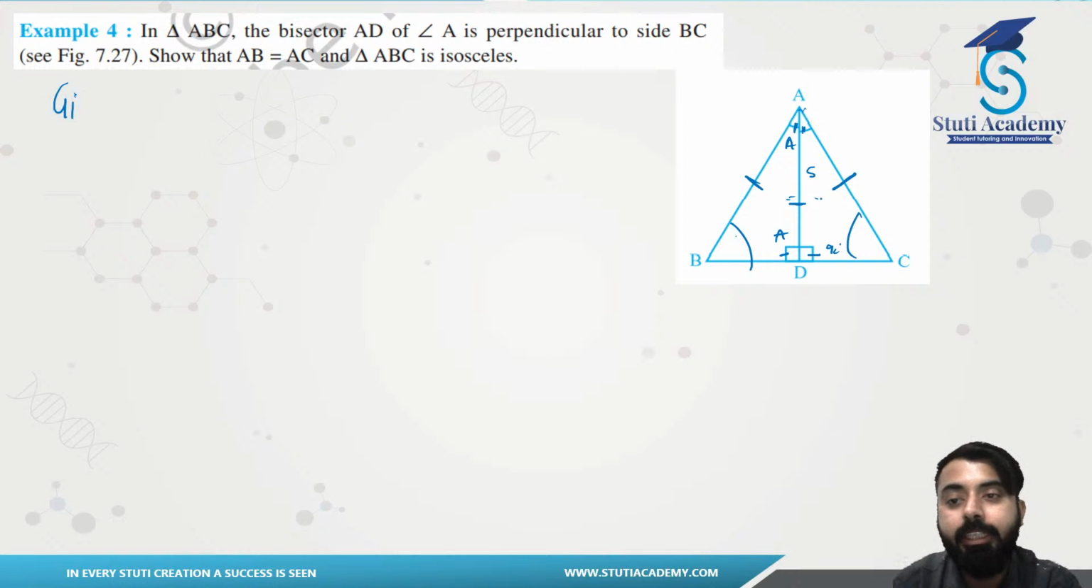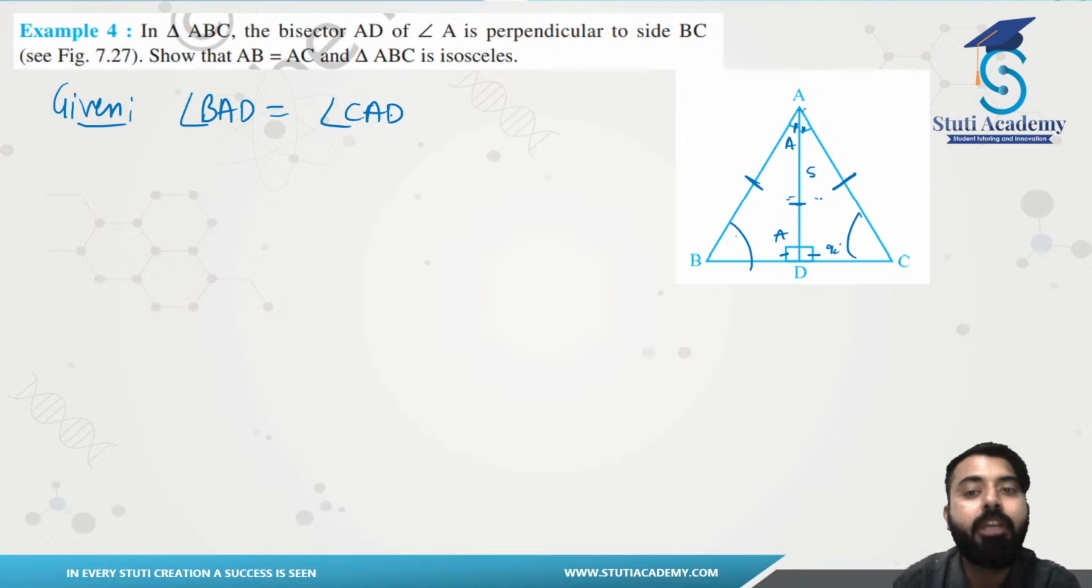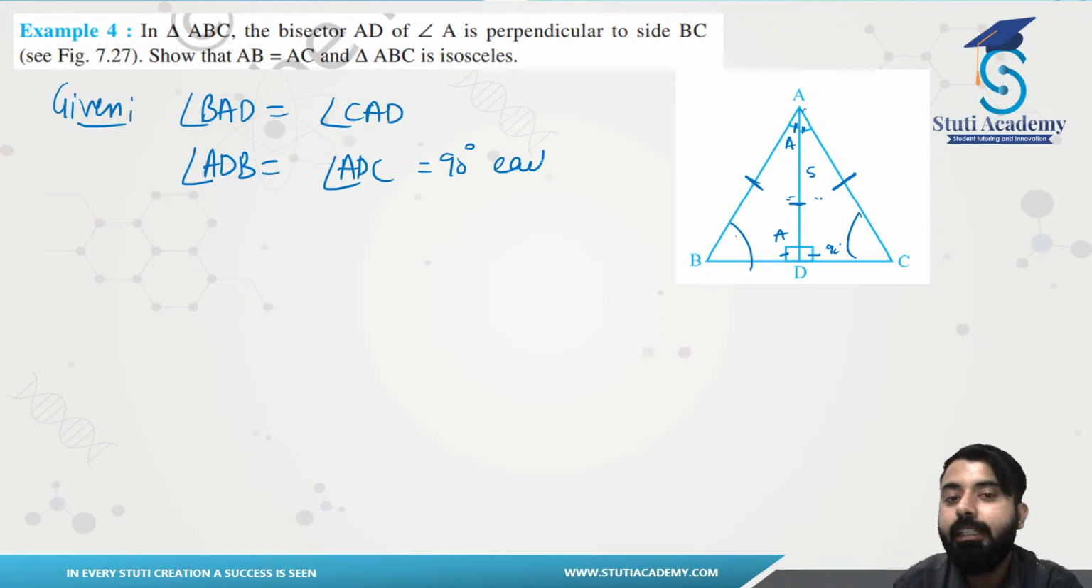Now let's write what we have been given. We have been given that angle BAD is equal to angle CAD. We have been given this. What else have we been given? We have been given that angle ADB equals angle ADC equals 90 each.